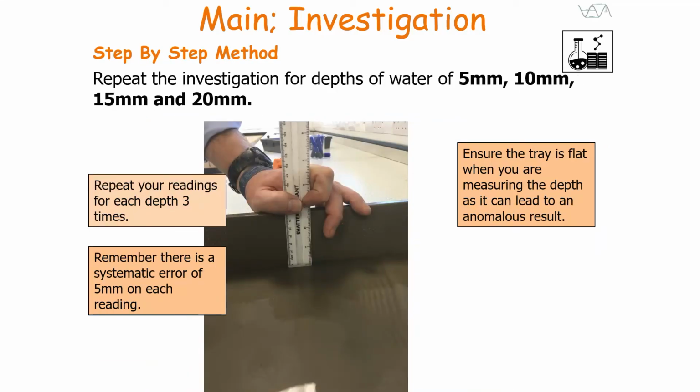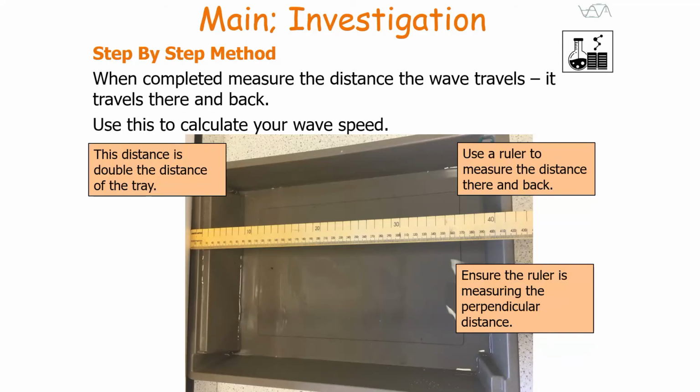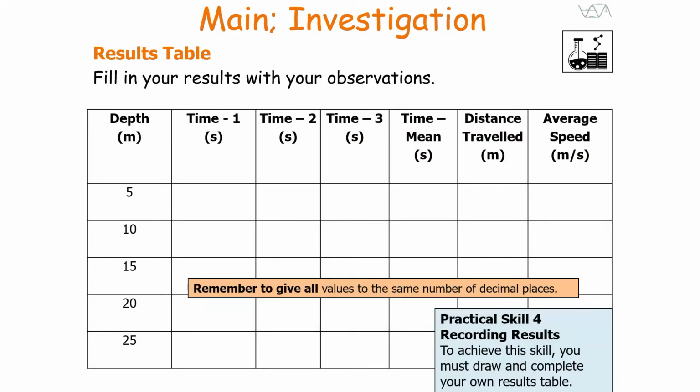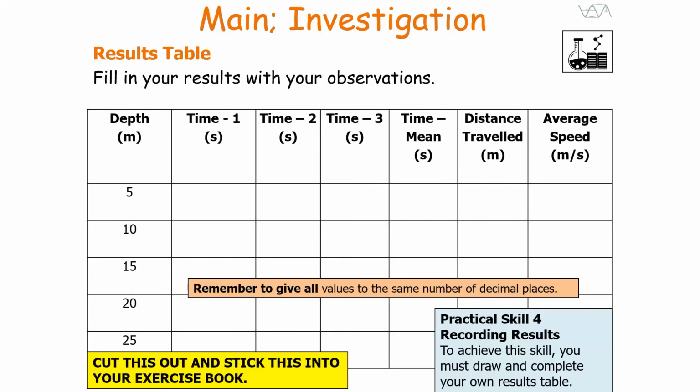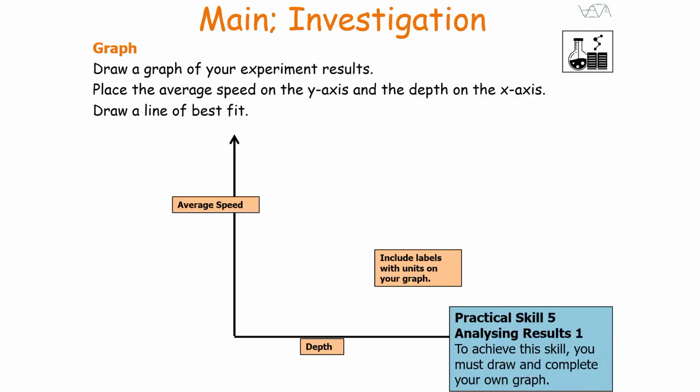Now in this investigation we'd do different depths of water, so 5 millimeters, 10 millimeters, 15 millimeters and 20 millimeters, and we would calculate the wave speed by measuring the distance there and back and how long it takes for the wave to travel there and back, and we'd look at the relationship by filling in our results table. Now remember, you would give all values in each column to the same number of decimal places, which will be determined by the number of decimal places the measuring device reads to.